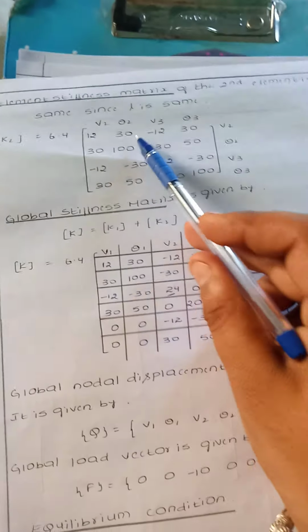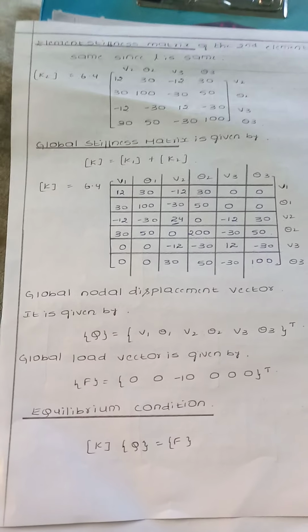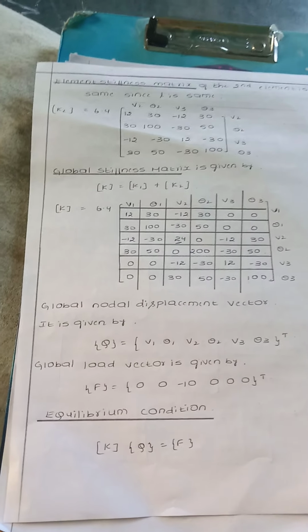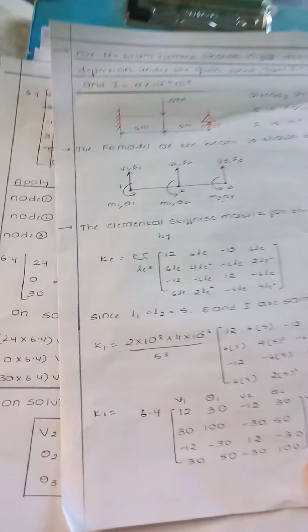Now I can take theta 2 versus theta 2. In the first matrix, theta 2 versus theta 2 is 100, and in the other matrix theta 2 versus theta 2 is also 100, so you will get 200. Likewise you have to do the rest. After this you have to know the nodal displacement vector, Q is equal to V1 theta 1 V2 theta 2 V3 theta 3 transpose. The force vector is 0 0 minus 10 0. We have only one nodal load here, at V2, so remaining all will be 0, transpose.